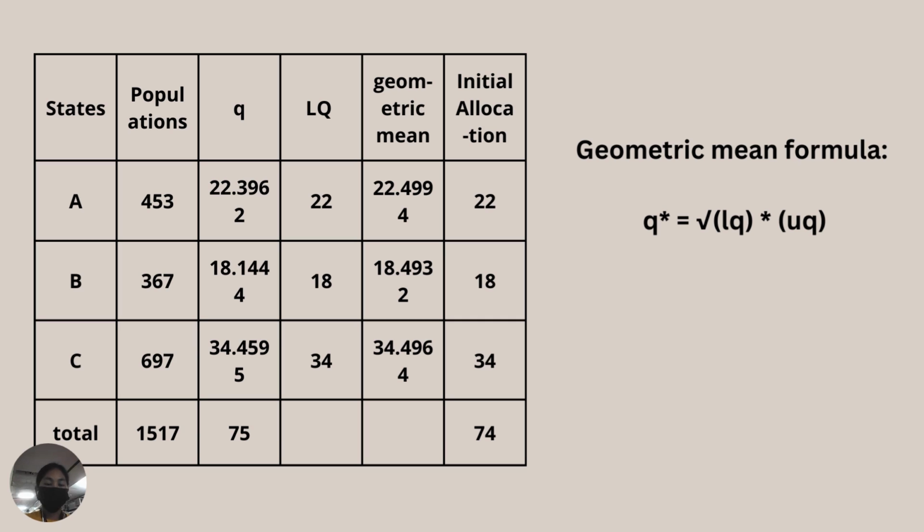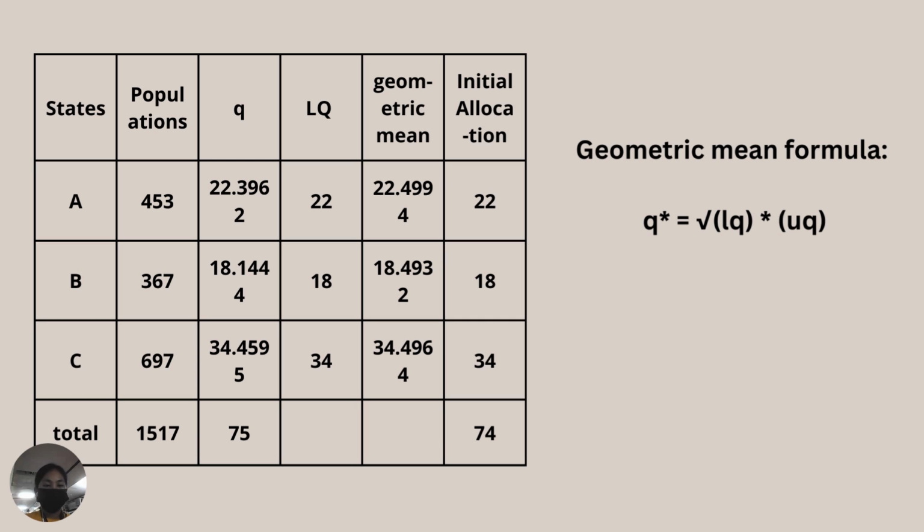For the initial allocation, there is a rule before we obtain it. To get the initial allocation, we compare the quota and the geometric mean. The first rule is if the quota is smaller than the geometric mean, we round down. If the quota is larger than the geometric mean, we round up.